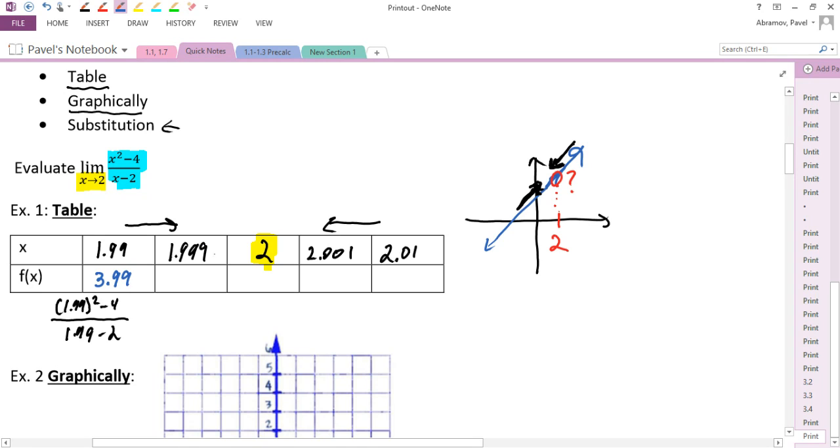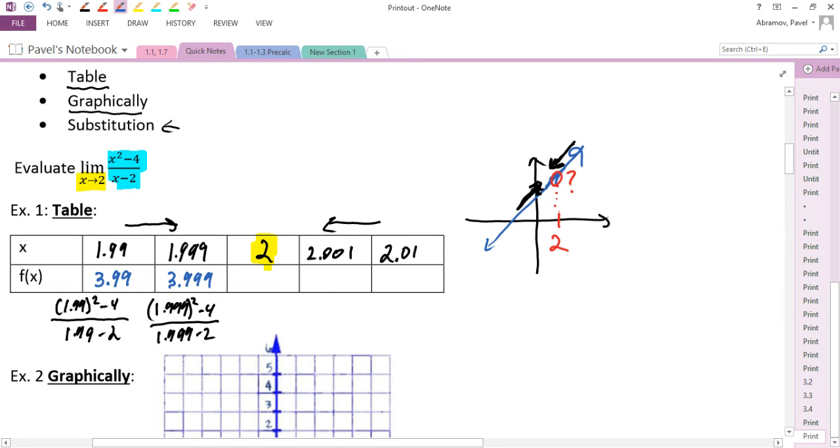Then we can substitute the next value, 1.999, once again into the function. So we're substituting this 1.999 into the function. We calculate this, and you can use your calculators, and you should get 3.999. So we can see what it's approaching from the left side.